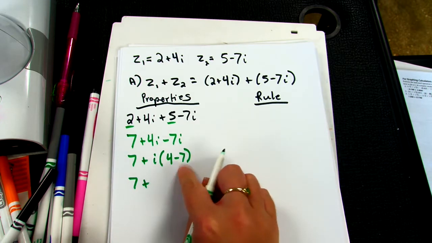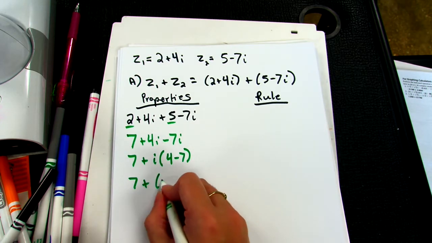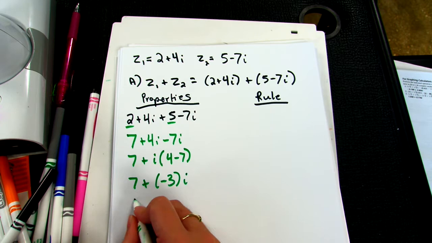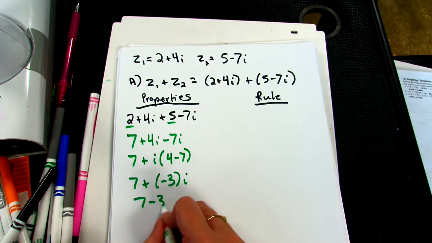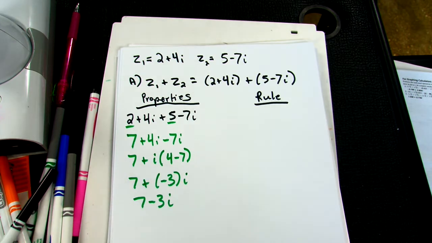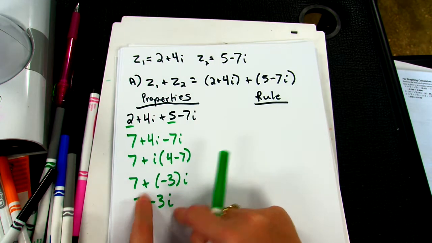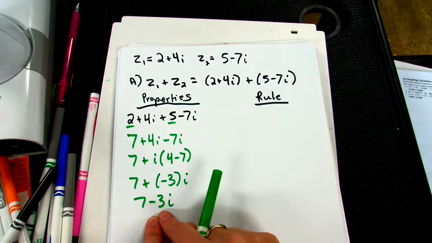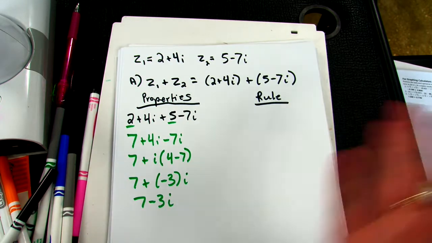4 minus 7 is negative 3. So I've got negative 3i, which is the same as saying 7 minus 3i. You could have just said, well, Miss Moss, that's just combining like terms. 4i minus 7i is negative 3i. Yeah, I know. Same thing.